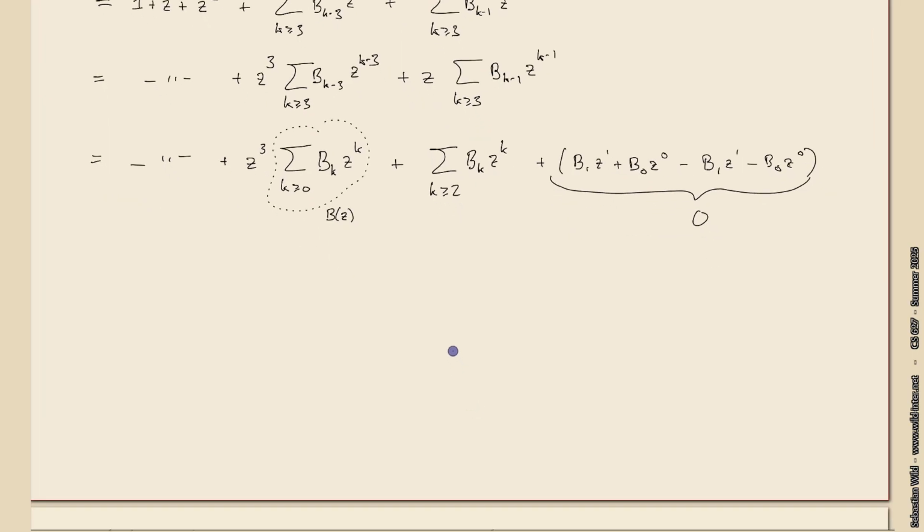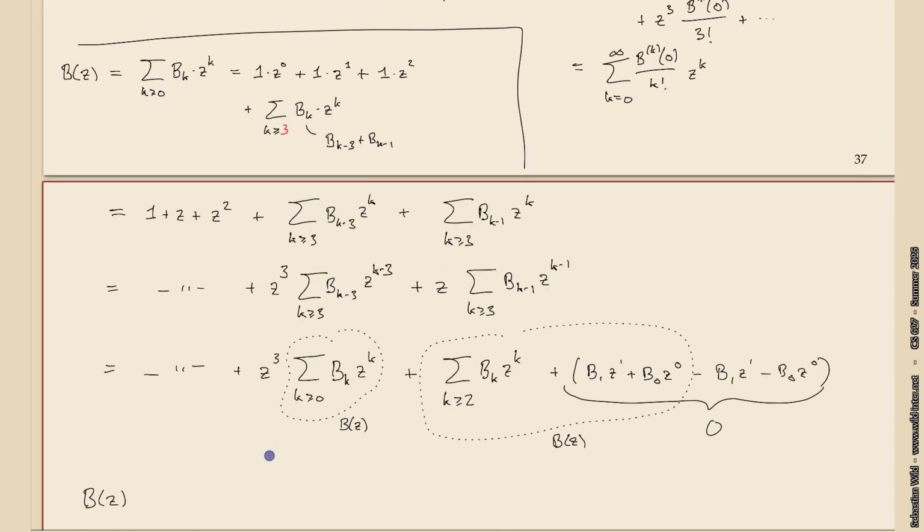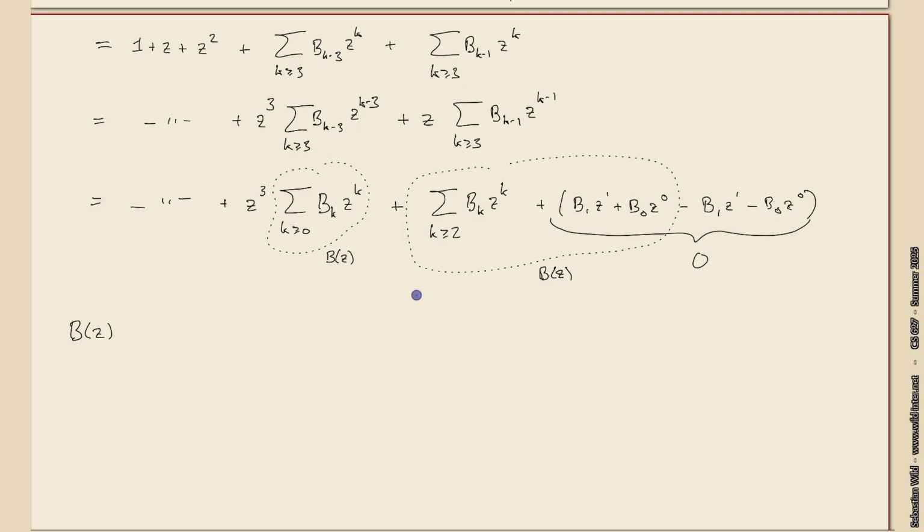But then I can pull this together. These two together are now again a b of z. So what I get is b of z on the left side from up here equals these guys minus these, and this is actually 1. This is 1. So some things cancel.